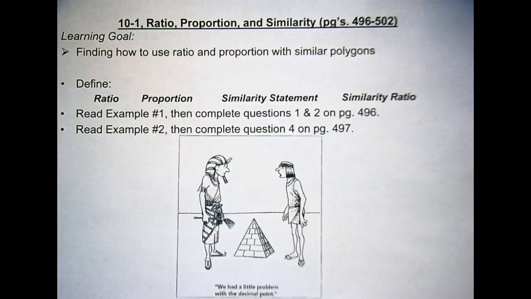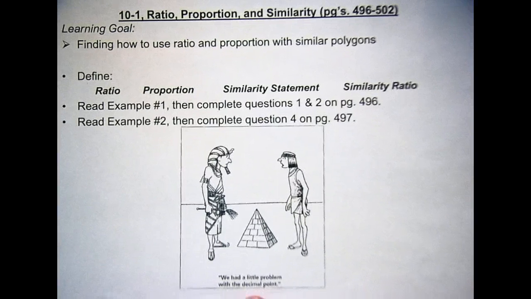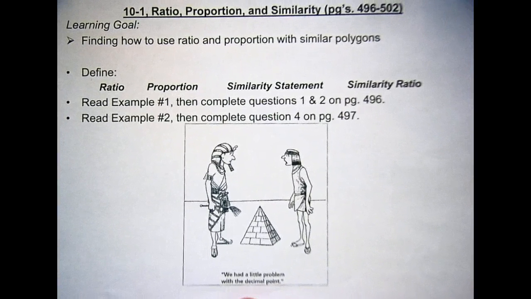Take good notes. 10-1 on ratio, proportions, and similarity. You guys only have 3 chapters left: 10, 11, 12. I know, crazy. What's 11? 11 is sine, cosine, tangent. 12 is all circle stuff. Okay? Are we done with proofs? Nope, no more proofs. We're done with those.